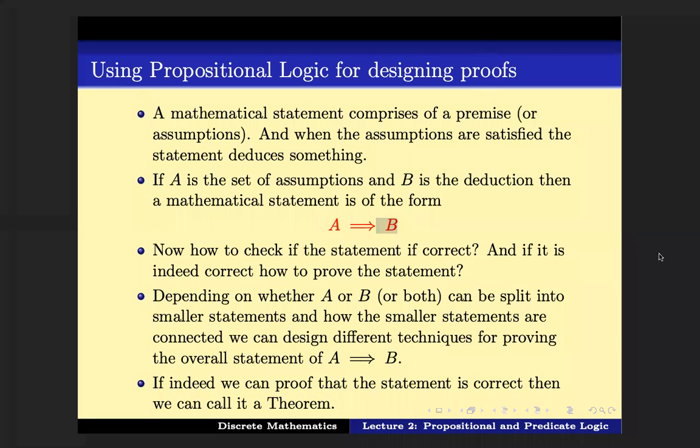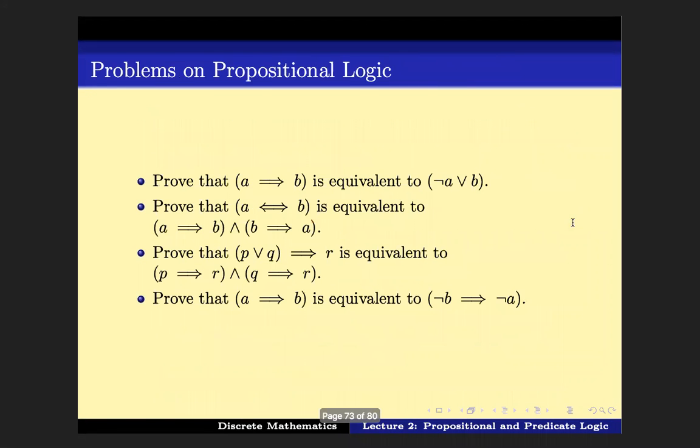I don't want to go into this particular part right away. Just think of things like you have seen: proof by induction, proof by contradiction, and so on and so forth. All of them will be coming up in this particular module. Okay, so here are some problems.